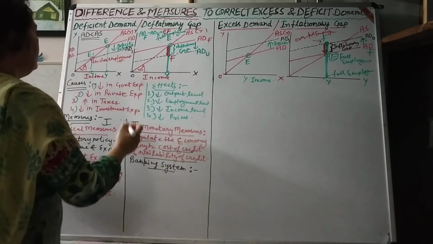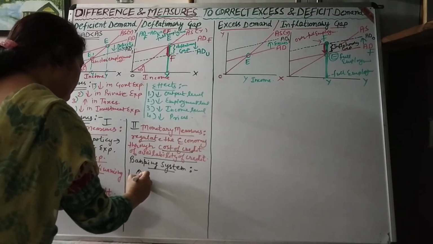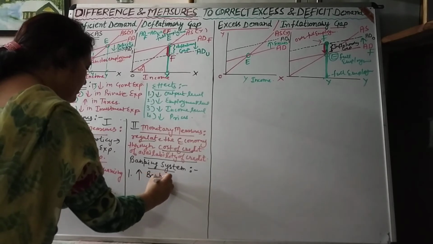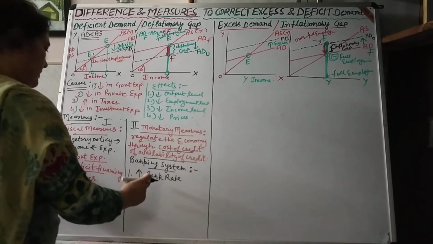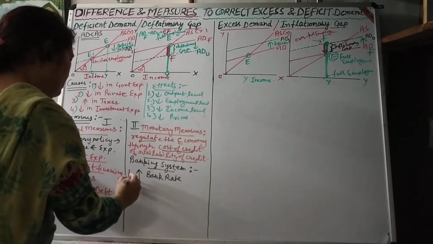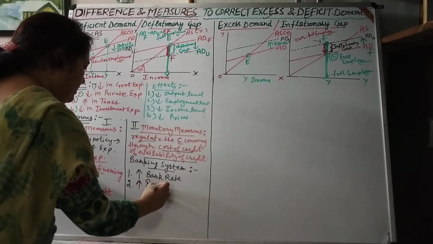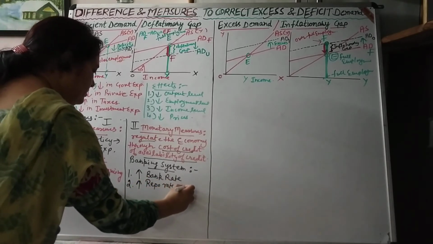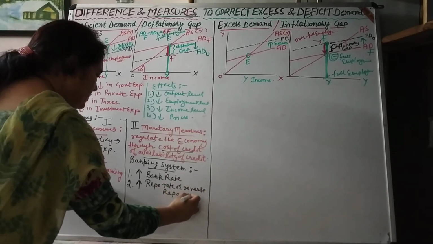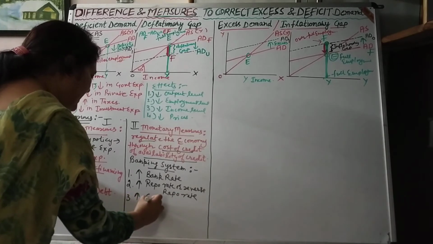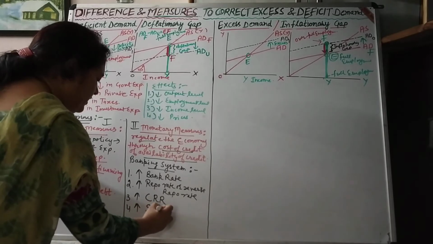So in case of deficient demand, number 1, government should increase bank rate. Bank rate is the rate at which the central bank creates credit to commercial banks. Number 2, government should increase repo rate or reverse repo rate. Government should increase cash reserve ratio. Government should also increase statutory liquidity ratio.